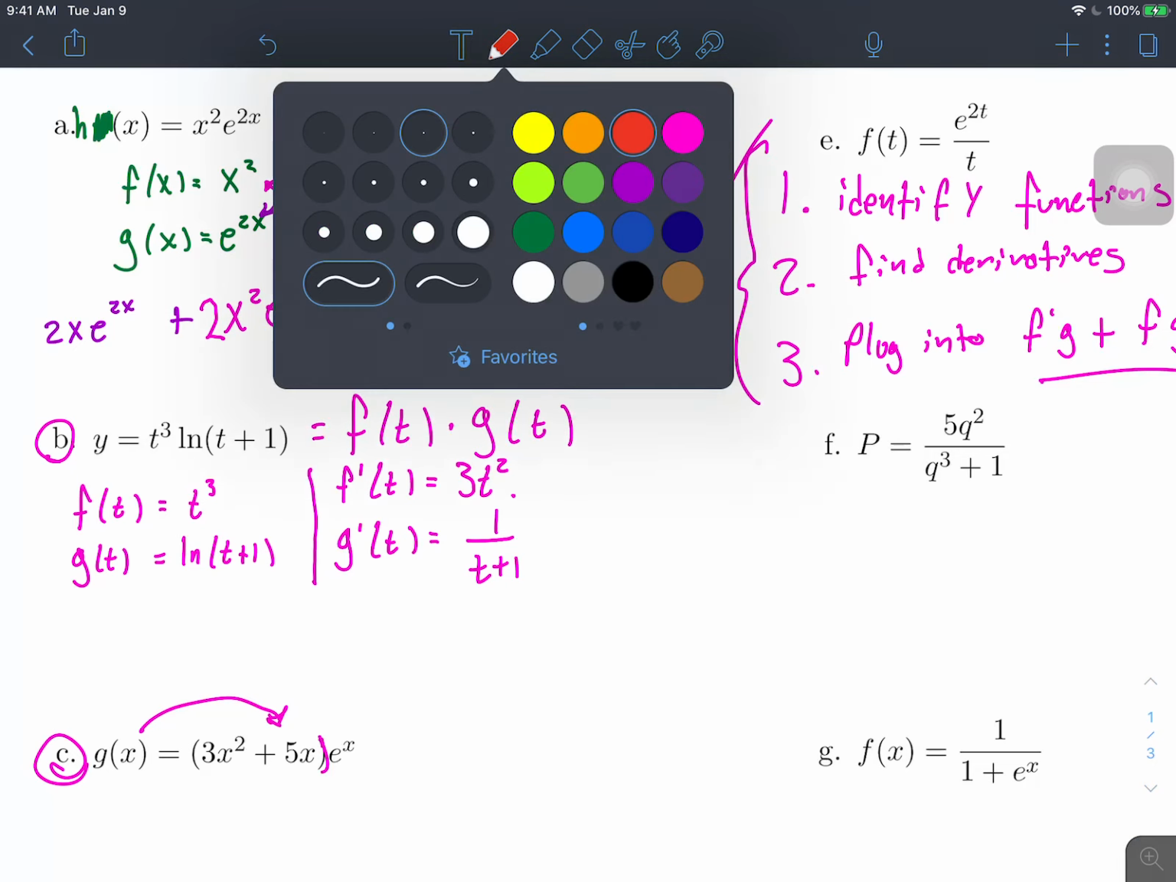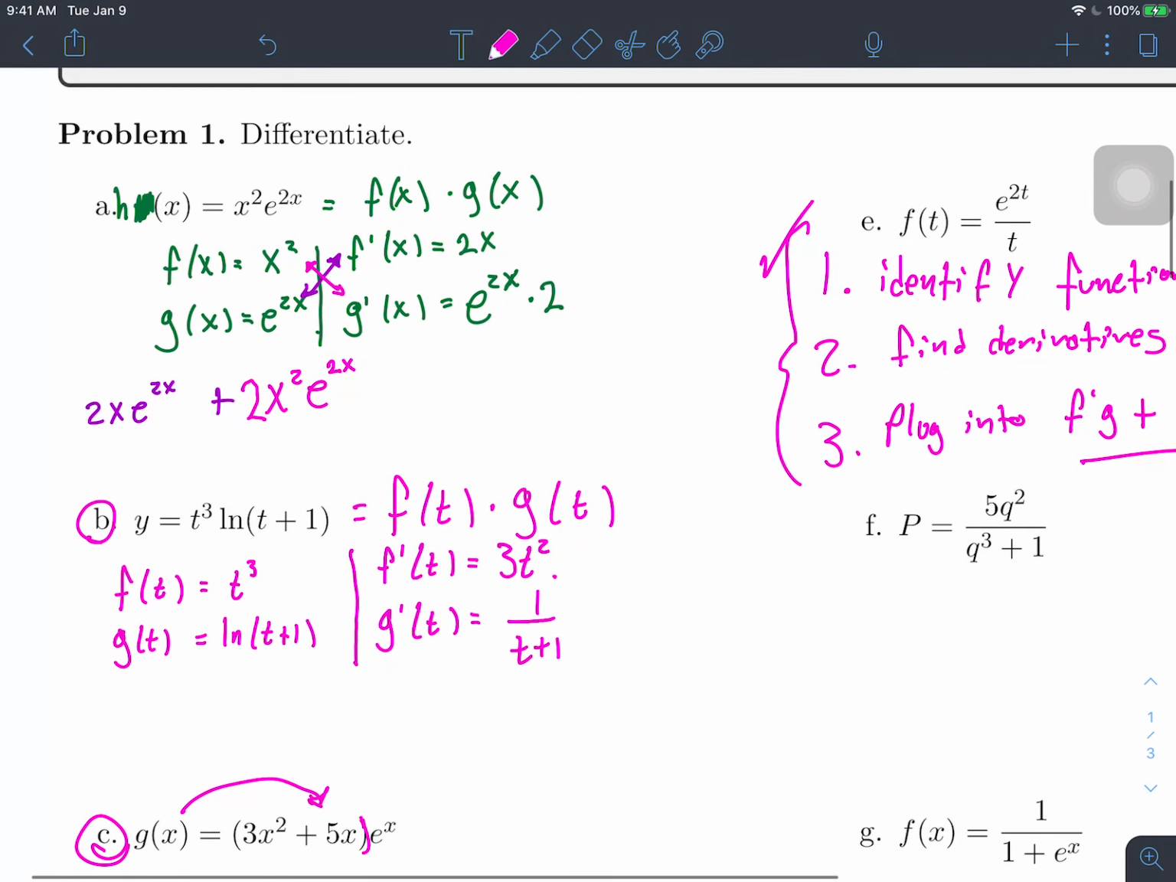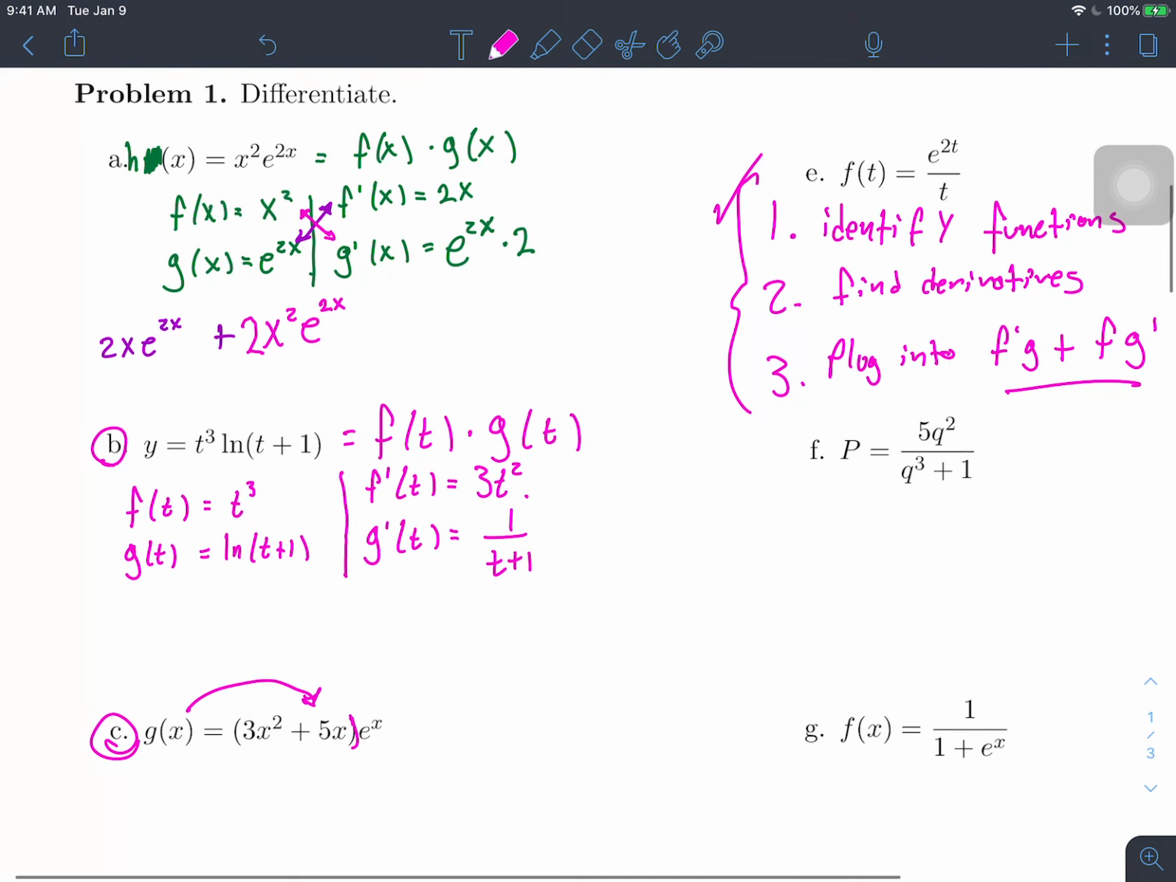Okay, so now we're gonna, I forget which colors I used. I think I used purple. Oh, I used purple and pink. Shoot. Okay, well, we'll just go on.